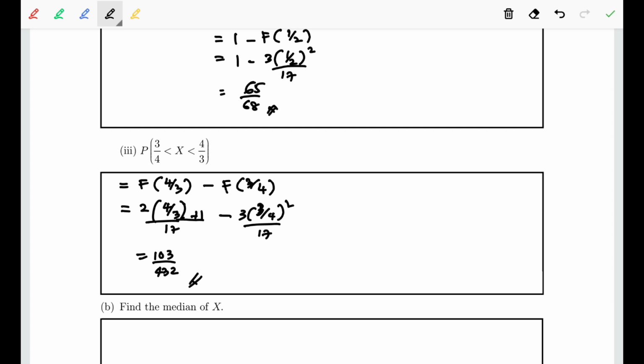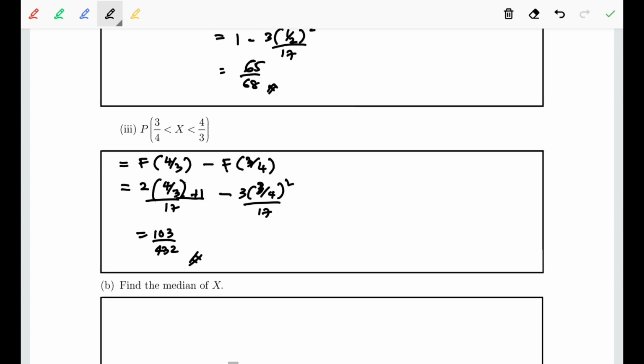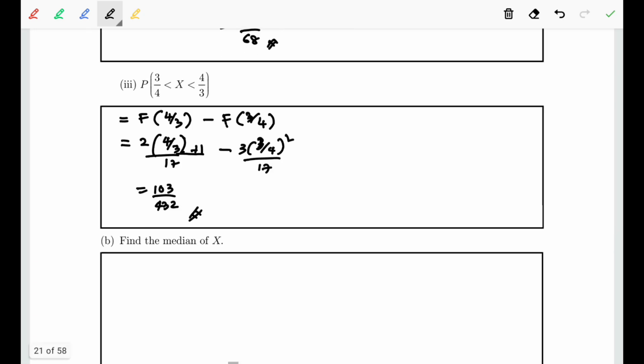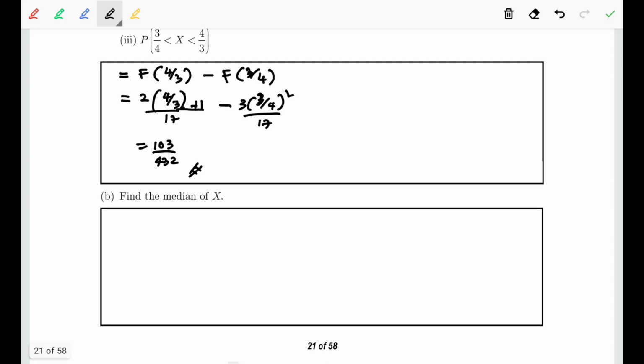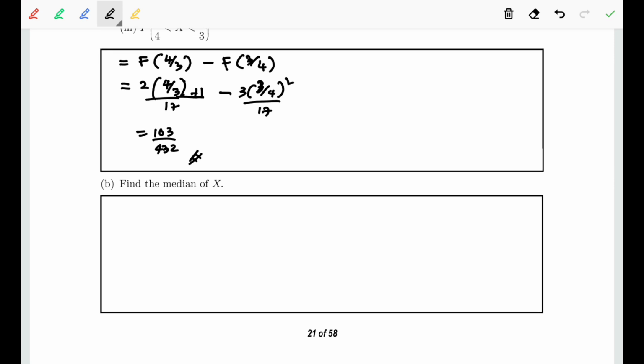Lastly, find the median. How to find the median? The median is f of m equals 0.5. So we have to find the value where it cuts the total area into half, which is equal to 0.5. But before that, we have to check which interval m is located in.